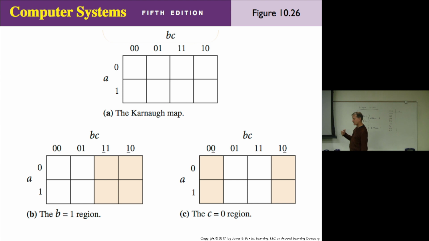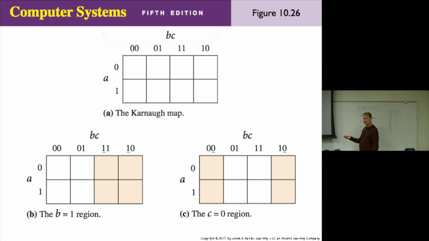Now, check this out. It's useful to visualize this truth table kind of like a Venn diagram. If we keep in mind that these columns are the values of BC with the pattern 0, 0, 0, 1, 1, 1, 1, 0, and the rows are A, with the top row being A equals 0 and the bottom row being A equals 1, then we can talk about regions. Part B of the figure shows the B equals 1 region. Where is the B equals 1 region? It's those 2 columns where B is 1. So it's the right half. You see that shaded there?